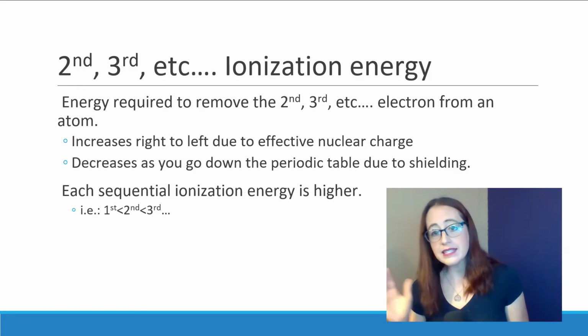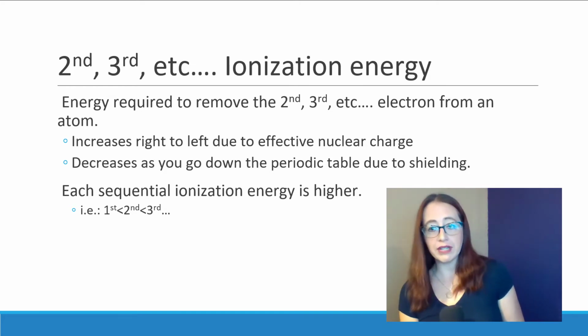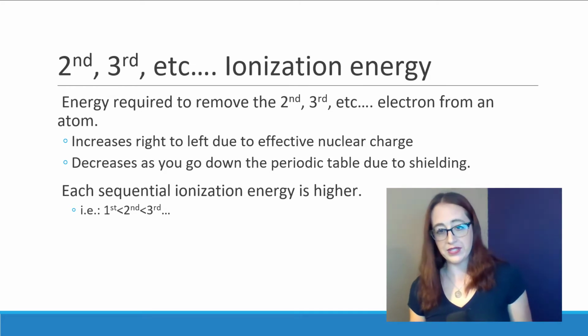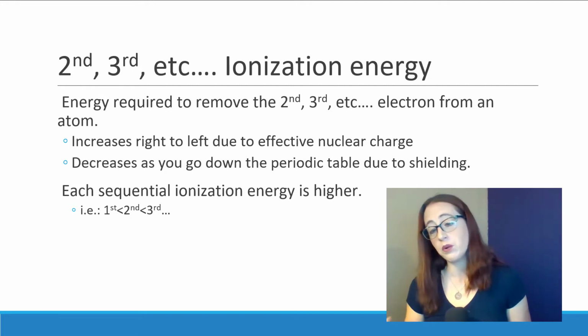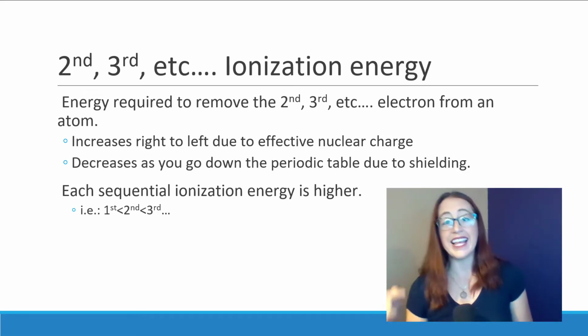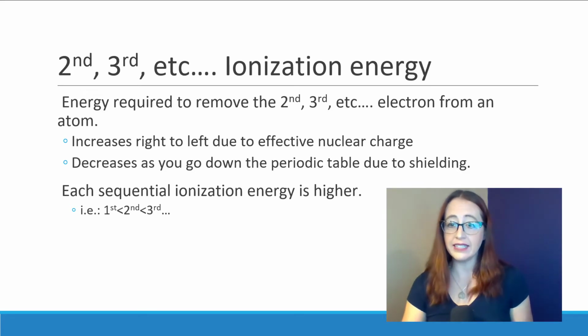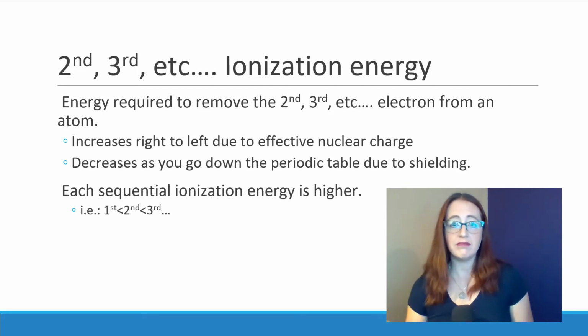Expanding this, the second ionization energy is the energy required to remove the second electron from its ground state configuration. The third ionization energy is the energy required to remove the third electron from its ground state configuration, and so on. These generally follow the same basic trends if you're comparing across different atoms, though that starts to get tricky, and so generally we just do these problems comparing within one atom. Now within a single atom, each sequential ionization energy is higher. So the second ionization energy is higher than the first, and then the third is higher than the second, and so on.